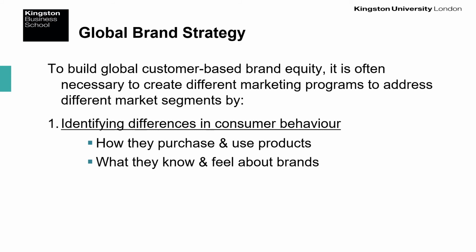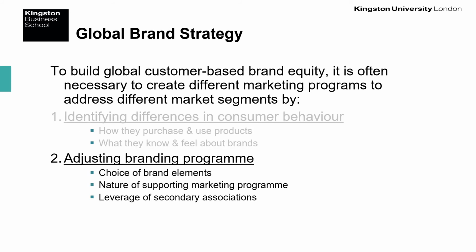So the starting point is market research. Know your customer. Identify differences across countries in consumer behavior. How customers purchase, how they use products, what they know about brands, including your brand, what they feel about brands. And then make adjustments to the branding program. Make adjustments to brand elements. Maybe you need to change a color, like Red Bull did for the Chinese market. They didn't just change the color, they changed the shape of their can, from a tall, thin can to a shorter, squatter, more solid, fatter can with gold and red colours instead of blue and silver.